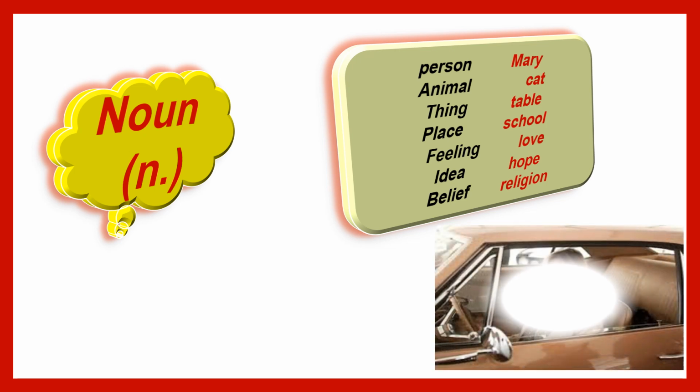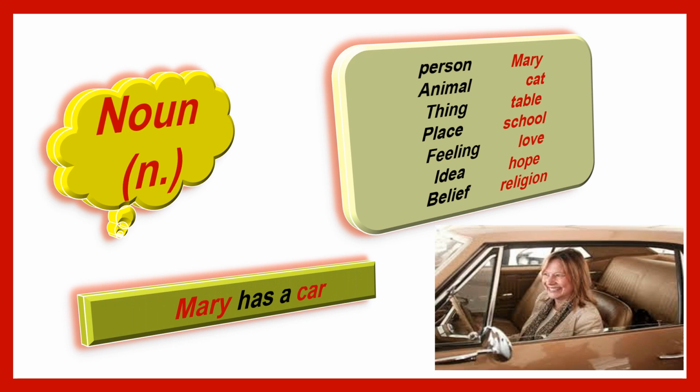I want you now to look at this example. Mary has a car. What is the nouns here? Mary is noun. Car also it is a noun.